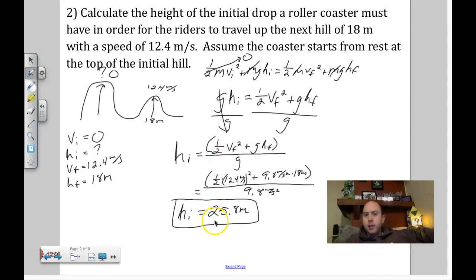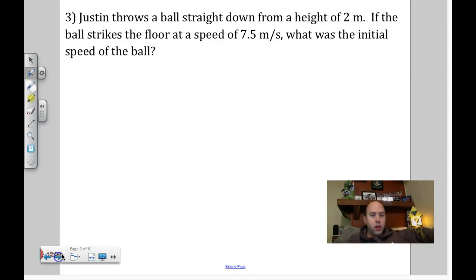And again, it makes sense. The initial height of the first hill should be bigger than the second hill. So that makes sense. Let's do one more, and then you guys are on your own. What's my time, by the way? 12 minutes. Okay, way too long, but that's okay.